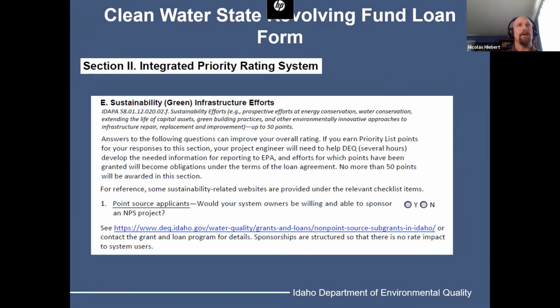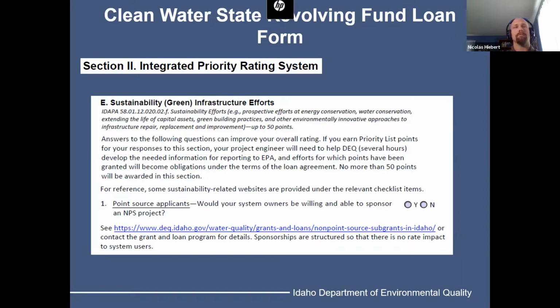All that being said, the first question under this really doesn't apply to the 10% funding of the Green Project Reserve. It really has to do with whether or not you'd like to sponsor a non-point source project. Non-point source projects are kind of a different pot of money. They're different worlds, so to speak. But there is an opportunity for an SRF project to partner with a non-point source project and get your biggest bang for your buck for both projects.